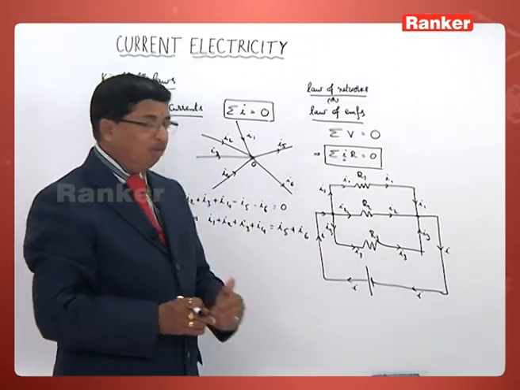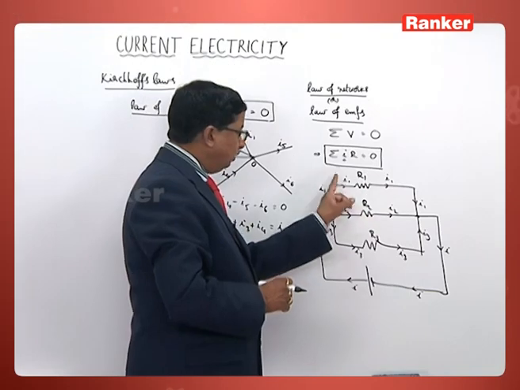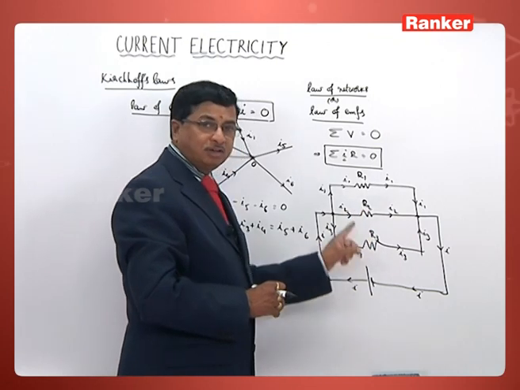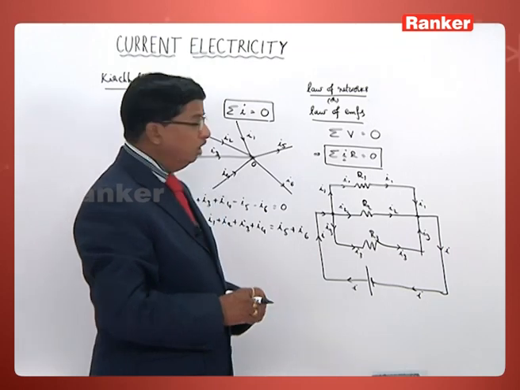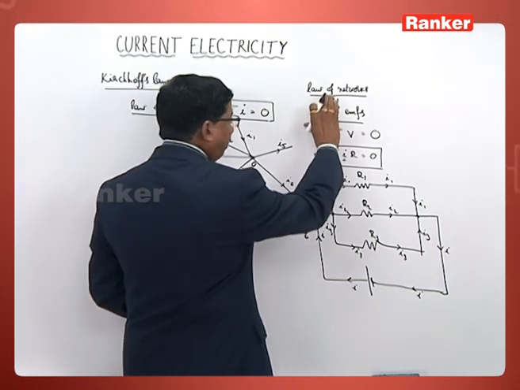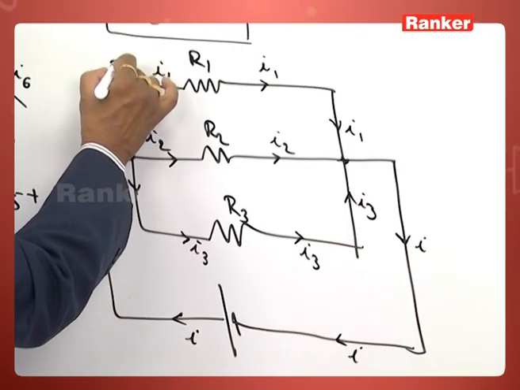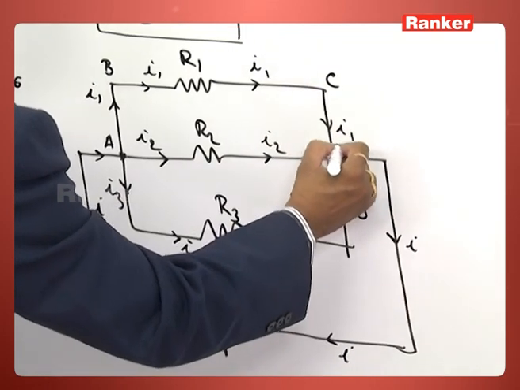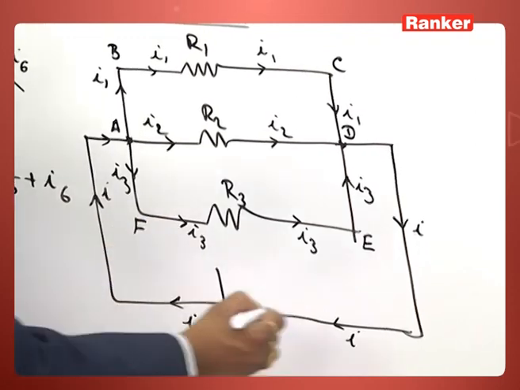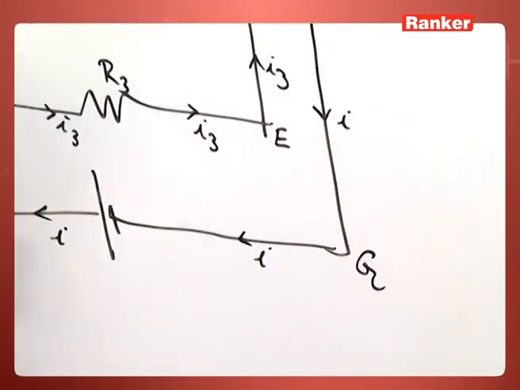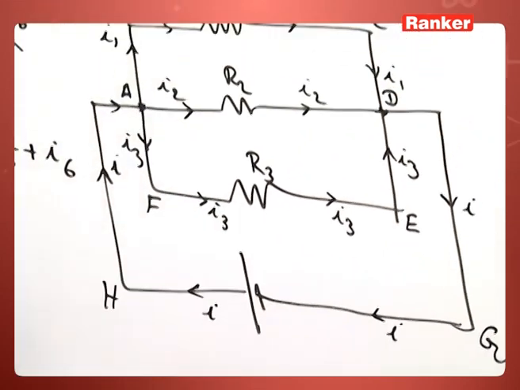But individually, when you look at this resistance R1, the current across this resistor is I1, across the second resistor is I2, across the third resistor it is I3 as such. Now the question is, while applying this second law, let us name these points like A, B, C, D. This point I take as E, this is F, this point as G and this point as H. Why are we naming these points?